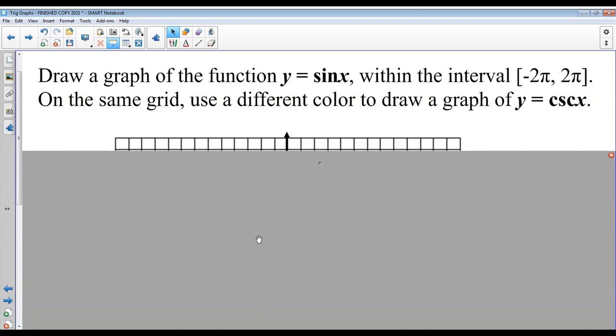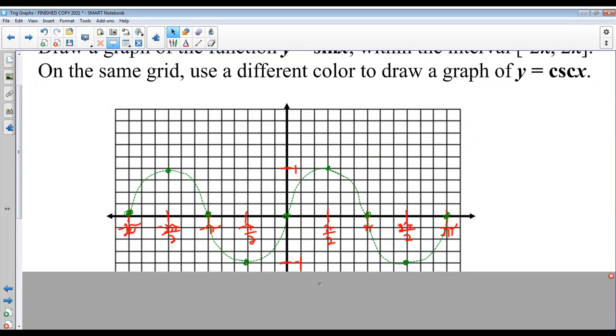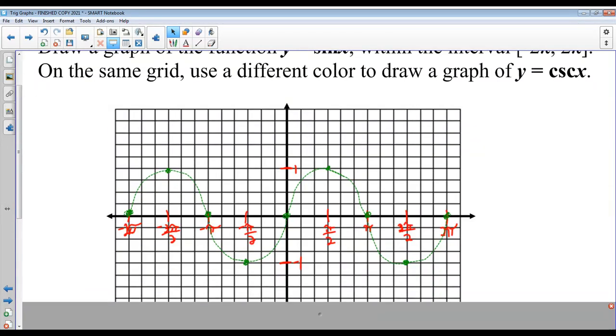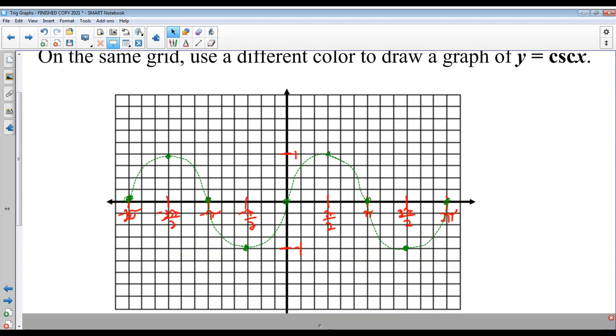All right, so hopefully you paused and got that done. Here is my nice, neat, organized graph of y equals sine x. So we know that sine and cosecant are reciprocals. They're not inverses. We've been careful with that word. They are reciprocals of each other. All right, so cosecant x is the same thing as 1 over sine x.